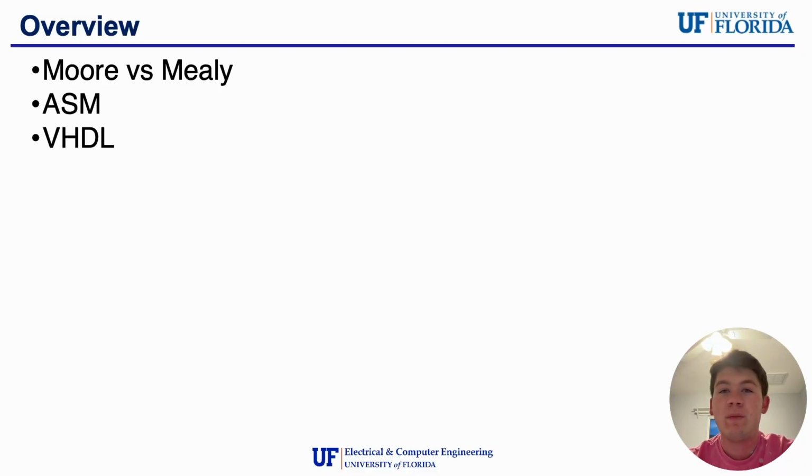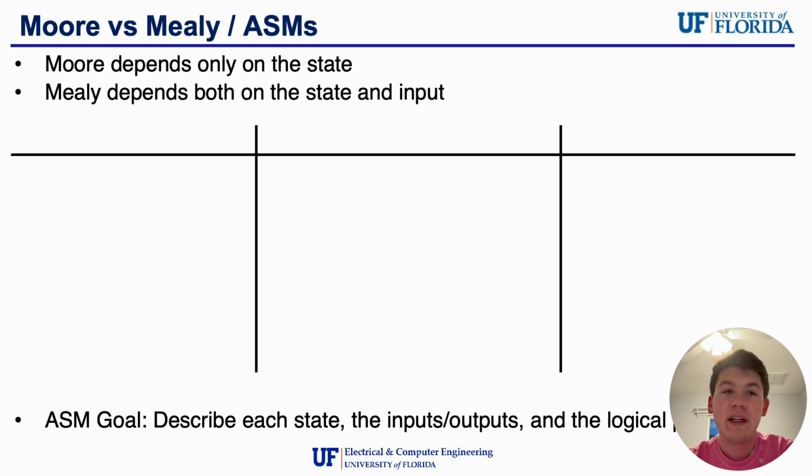I'm going to go over Moore and Mealy outputs and then an ASM diagram, and then Landon will cover VHDL. Alright, so a couple ways to describe Moore and Mealy are that Moore depends solely on the state, and the output would always be true for that state, and Mealy depends both on the state and the input.